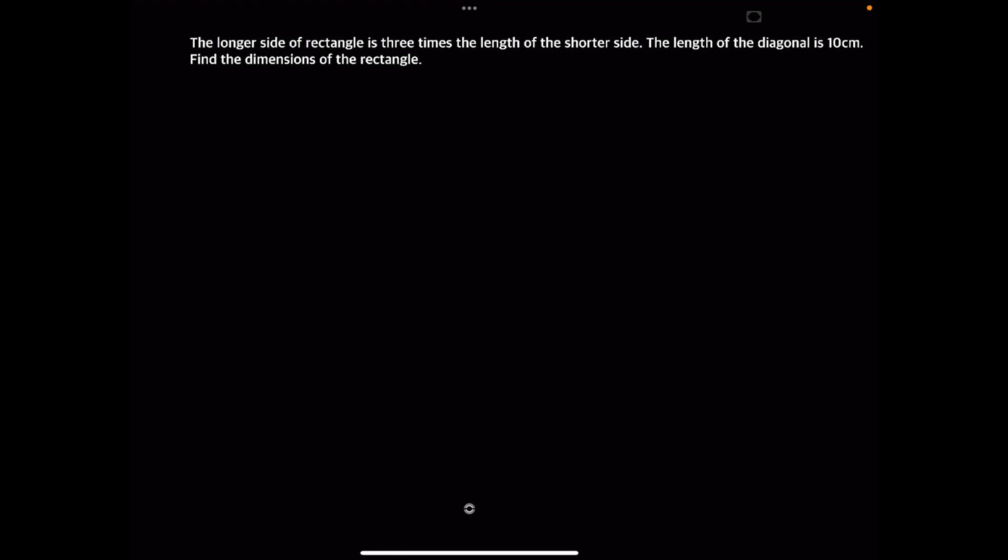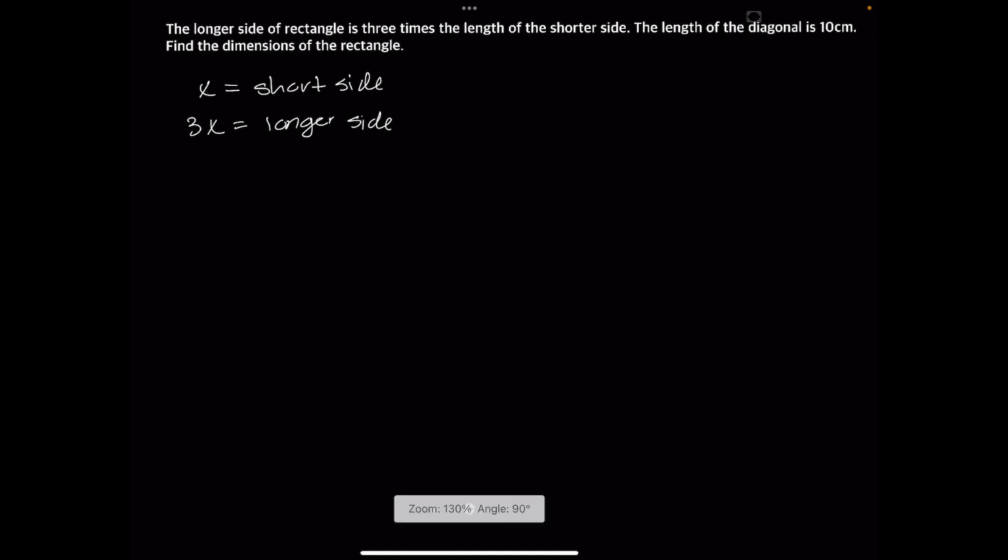Now moving on to the next question. The longer side of a rectangle is 3 times the length of the shorter side. So we can already label x is equal to shorter side, and therefore 3x is equal to longer side. The length of the diagonal is 10 centimeters. Find the dimensions of the rectangle. By the dimensions, I think it just means length and width.